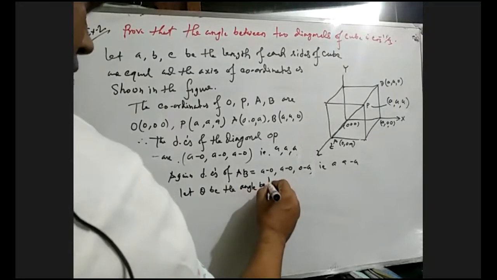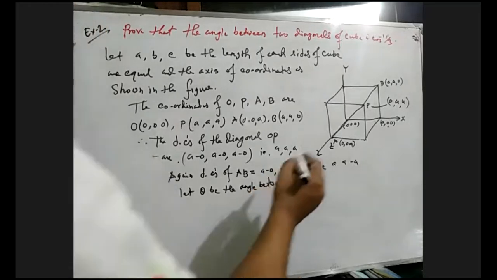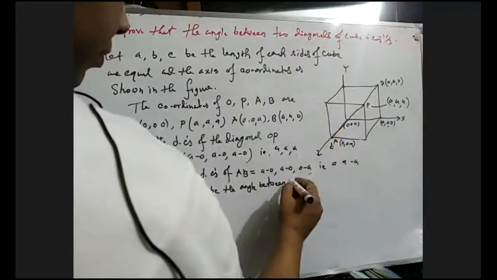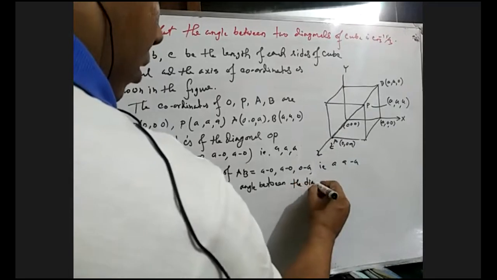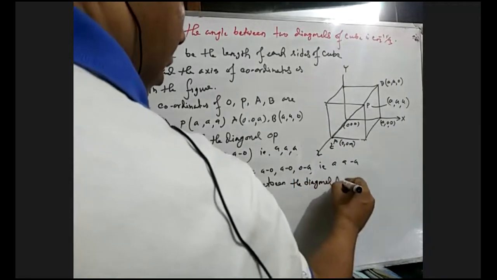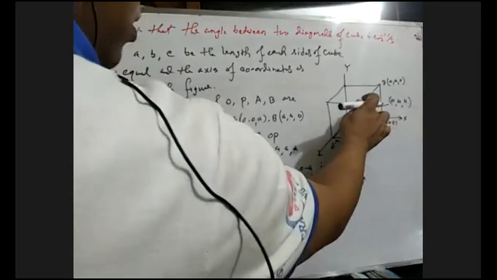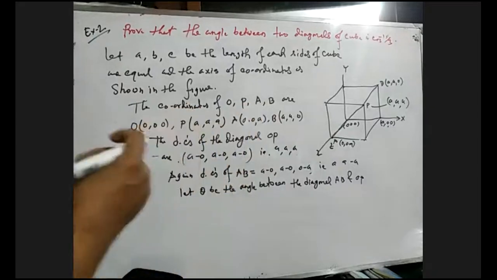Let theta be the angle between AB, this is the A point and this is the B point. This is also a diagonal. Between the diagonal AB and OP. OP is a diagonal, corner point to corner point, and AB is also a corner point diagonal.